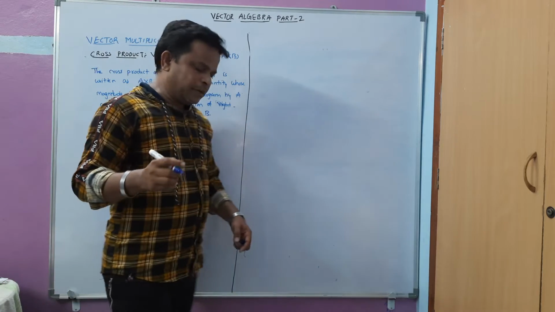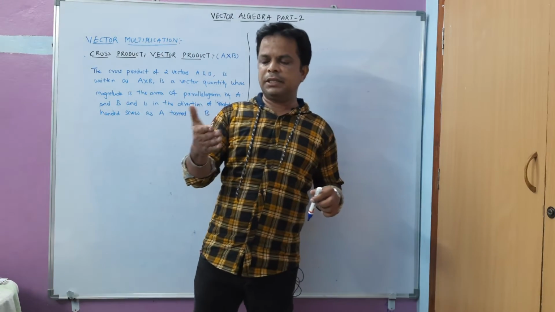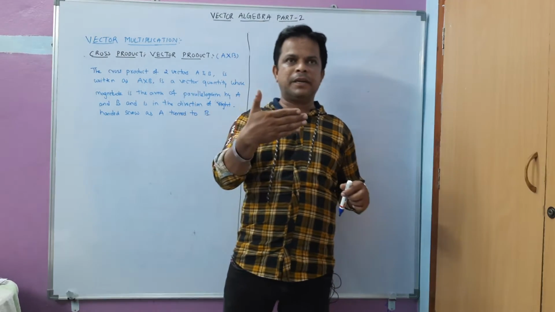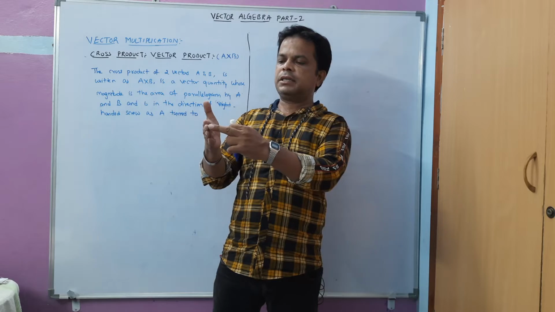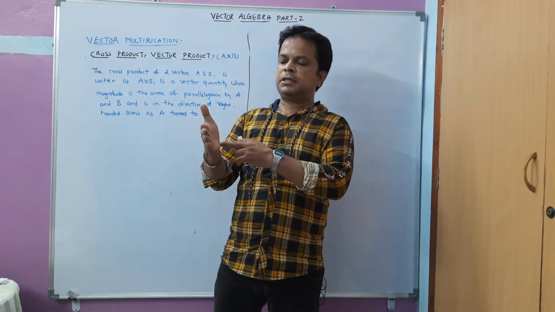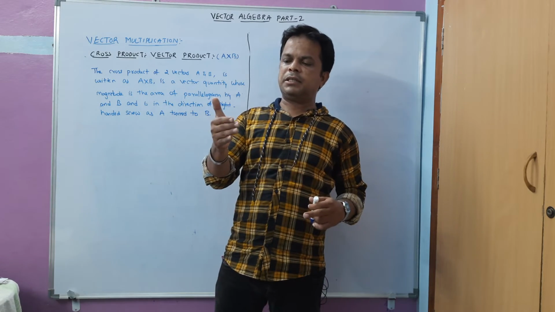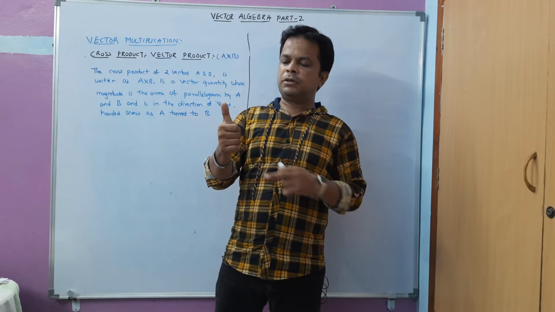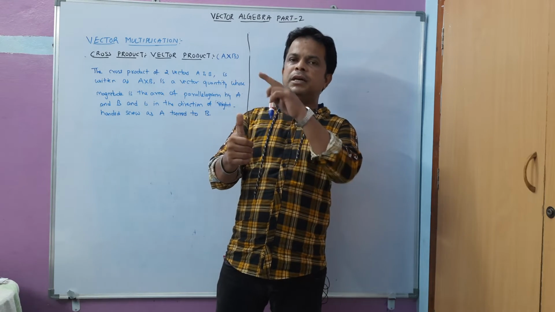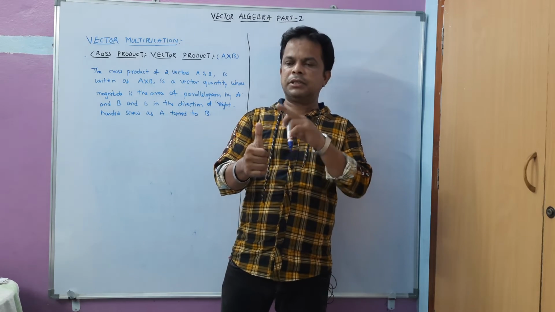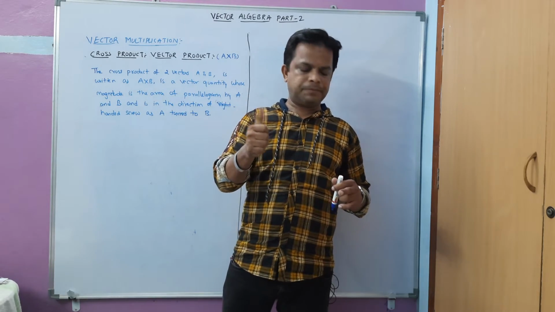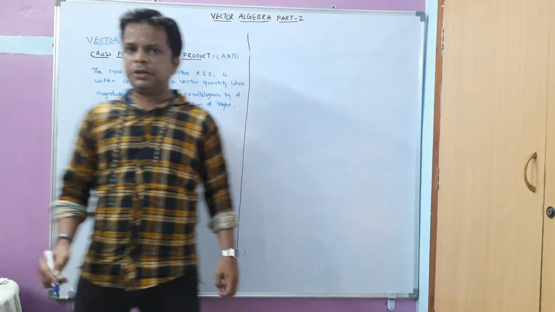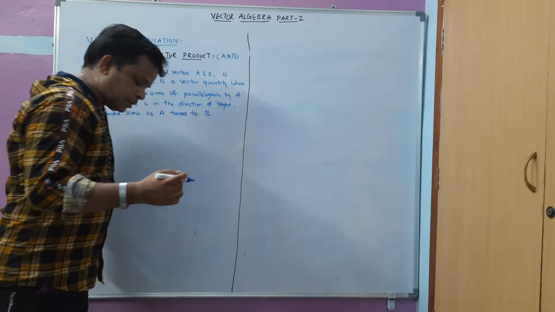So let me explain this one. Suppose this is my right hand. Suppose these fingers are A and this side is B. If I am turning these towards B, the advancement will be given by the thumb. So this is the right-hand thumb rule, where A is turned over B. This is very important in order to understand the cross product.